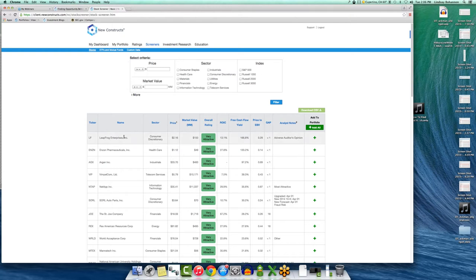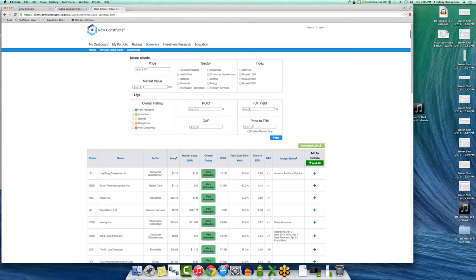Now, our gold members here have access to tools like these, where you can sort based on price and market value. You can also sort based on sector and index. And then our platinum and professional members have access to tools like this little drop-down here, where you can sort by overall rating, and you can sort by metrics like return on invested capital and price to economic book value.